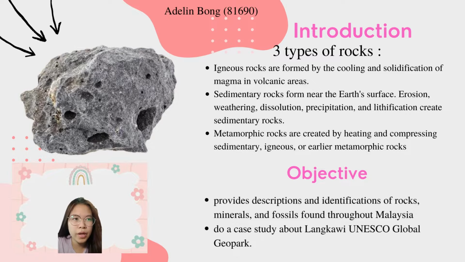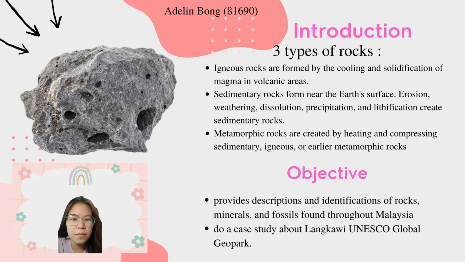In this report, we are required to identify different types of rock. This report is divided into two parts. There are three main types of rock. Igneous rocks are formed by the cooling and solidification of magma in volcanic areas. The second type of rock is sedimentary rock, which is formed near the Earth's surface. Sedimentary rocks are created by erosion, weathering, dissolution, precipitation, and lithification.